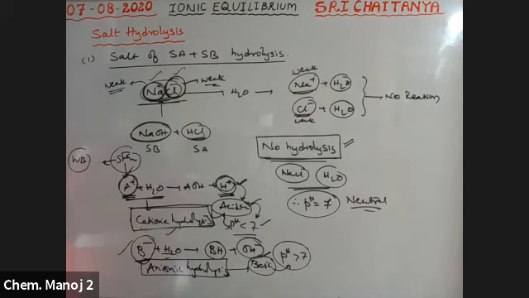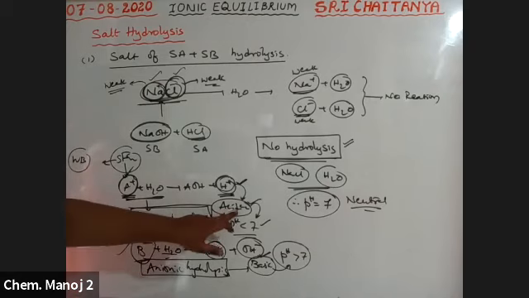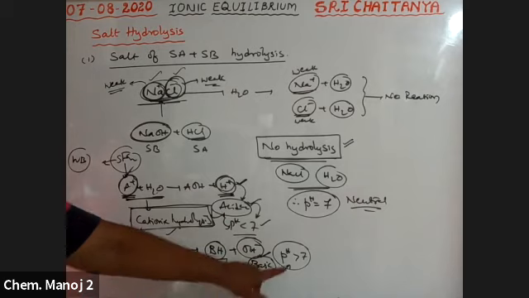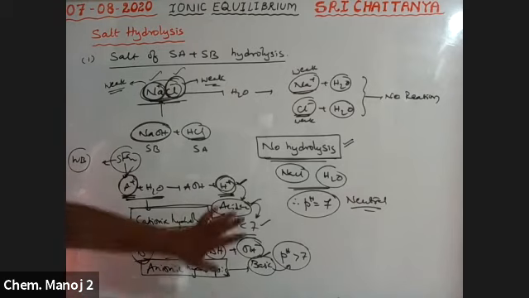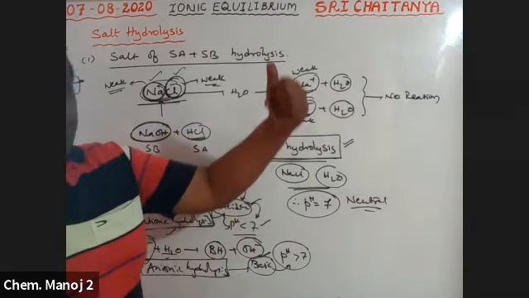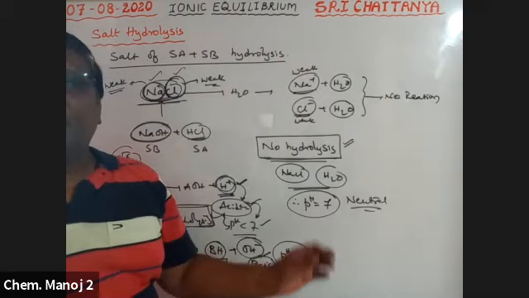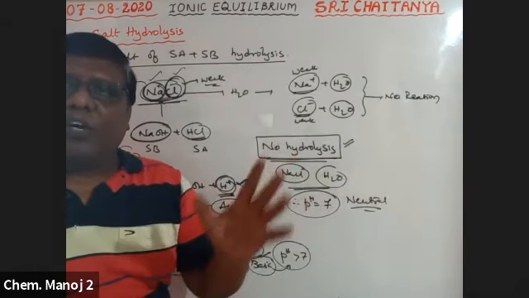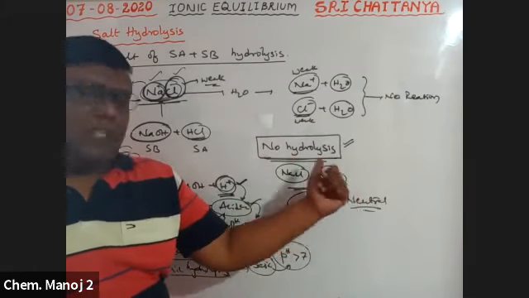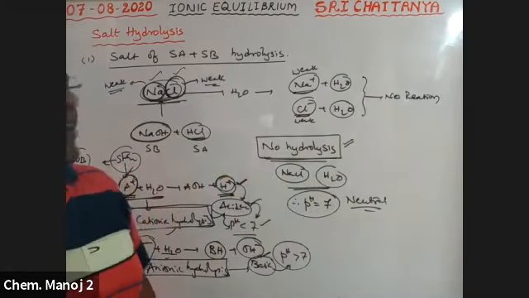That means either a cation or an anion may enter the reaction. Cationic hydrolysis gives an acidic solution, anionic hydrolysis gives a basic solution. If it is acidic, pH is less than 7. If it is basic, pH is greater than 7. But here, the cation and anion both do not react with water. That means no extra H plus ion, no extra OH minus ion is forming. The number of H plus ions is equal to the number of OH minus ions. Therefore, the solution becomes neutral, and pH should be equal to 7.